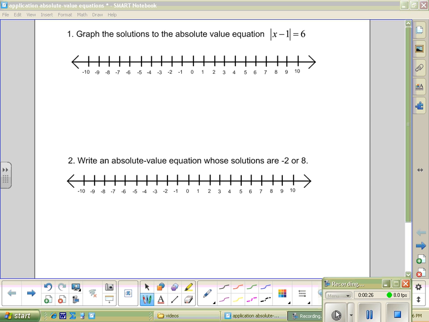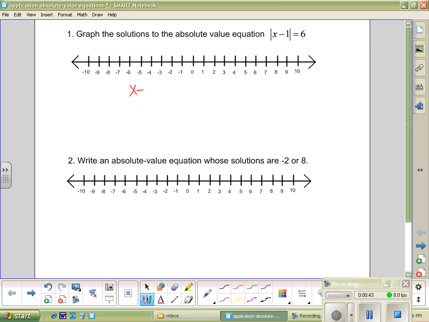So what I thought I'd do is start off with an example just like those we did on the previous video, but I'm going to take it one step farther. The first equation that I see up there, number 1, is the absolute value of x minus 1 equals 6. Remember how we did this last time: x minus 1 is going to equal 6, or the opposite of x minus 1 would equal 6.